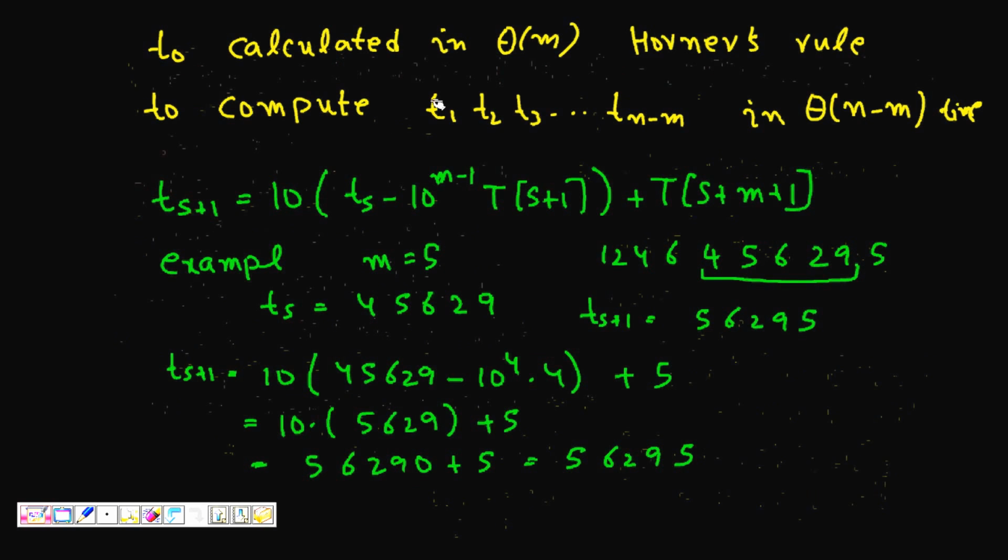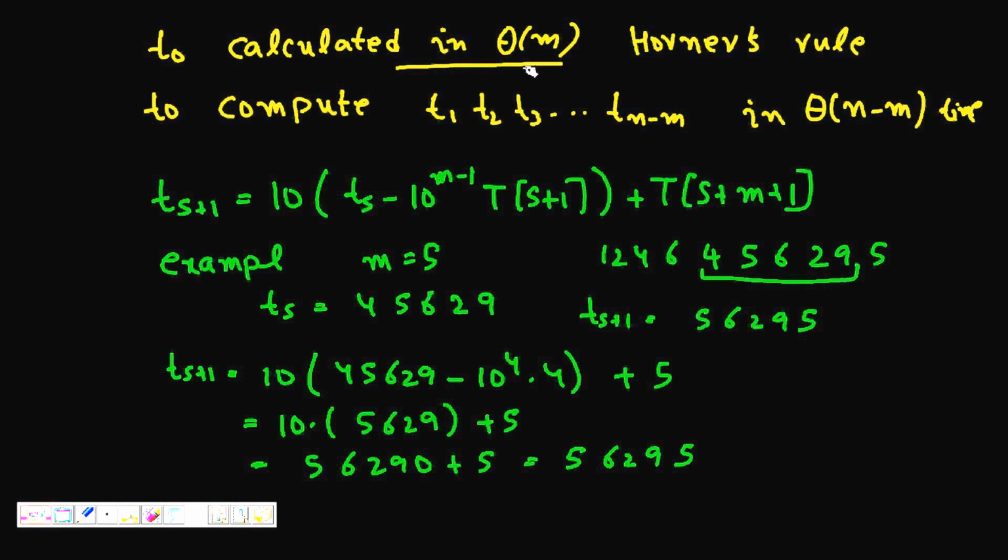Similarly we can find t0 also in theta m because it's a window of size m. Now to compute all other values t1, t2, t3 till tn minus m, what do we do? We write a recursive equation. Say we have the text 1, 2, 4, 5, 6, 7, 9 and a window of size 5. We know this value 12,456. But now let's say I want to find t1, which is now 24,567. How do we calculate this in minimum time?